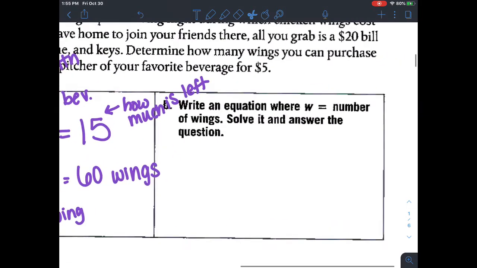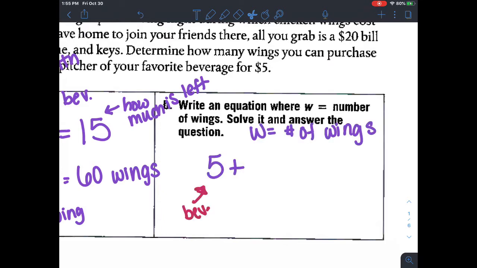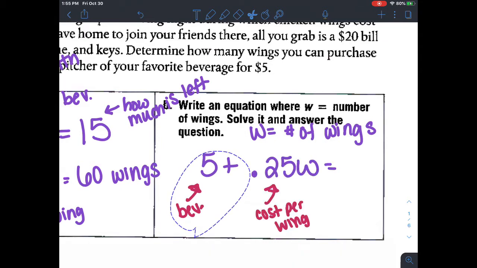Now we're going to write that as an equation where W is the number of wings and solve in the context of the problem. So we'll let W equal the number of wings. We're going to have the $5 because that's our one-time flat beverage fee, plus the 25 cents per wing times W, and that's going to equal our total $20. Okay, and then like they said, we're going to add some more details.